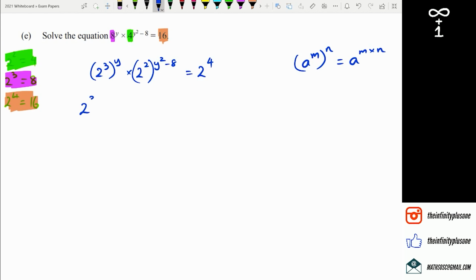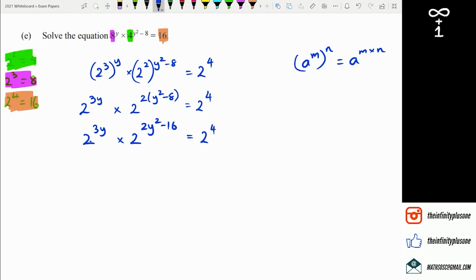So I've got 2 to the power of 3 times y, which is 3y, multiplied by 2 to the power of 2 times y squared minus 8, and this is now equal to 2 to the power of 4. Now, I've got to expand that bracket, get rid of the brackets. So I've got 2 to the power of 3y multiplied by 2 to the power of 2y squared minus 16 equals 2 to the power of 4.